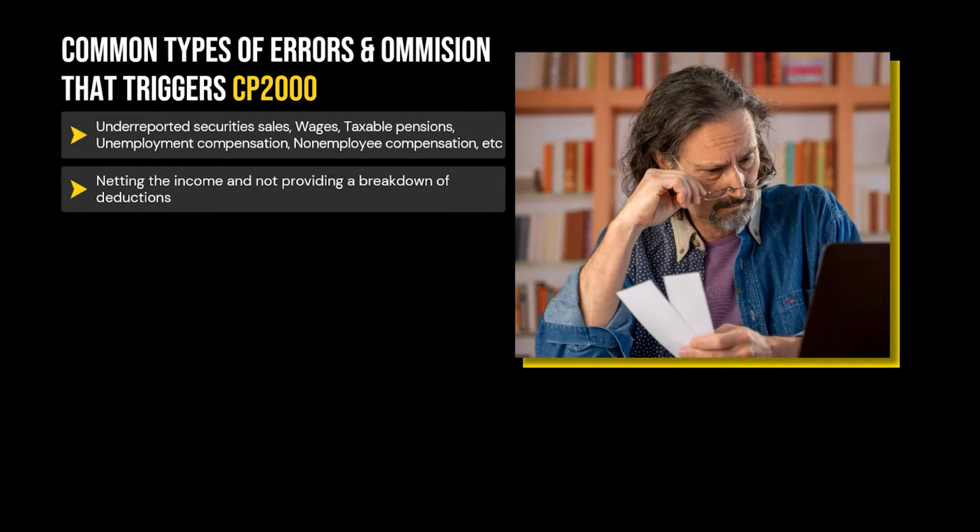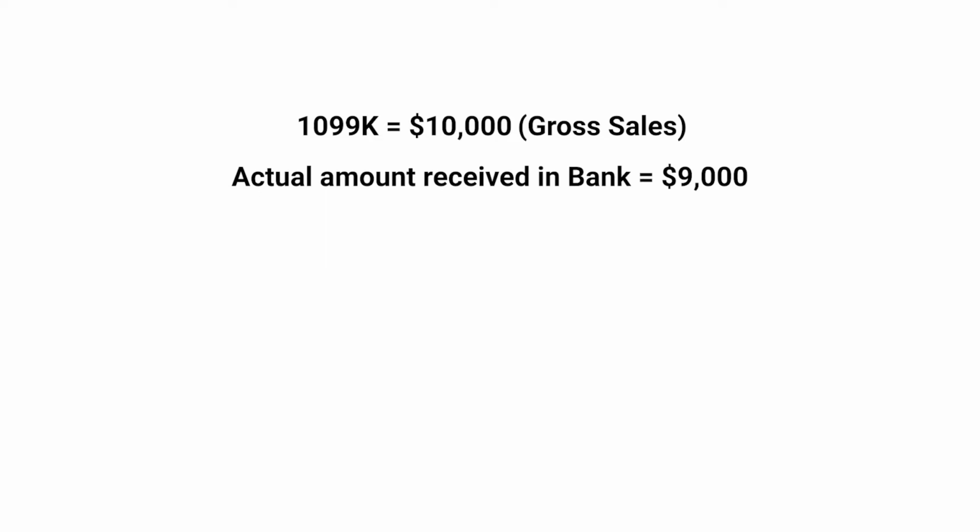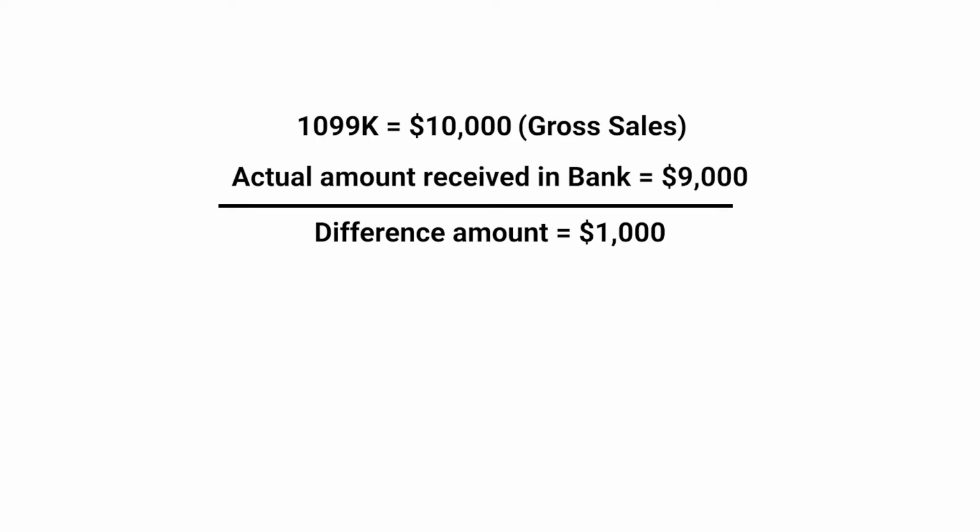The second one is when taxpayers net income and do not provide a breakdown of deductions. So an example may be helpful. Let's say you receive a 1099-K of $10,000, which is reported as the gross sales you made. However, when you look into your bank account, you only received $9,000 of that income that's reported on the 1099-K. So you ask yourself, where did the $1,000 go?